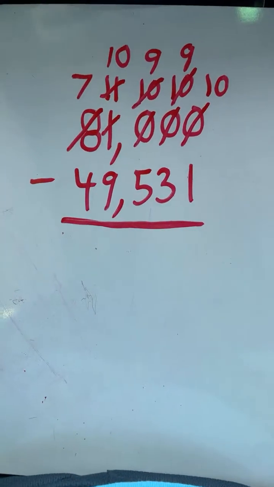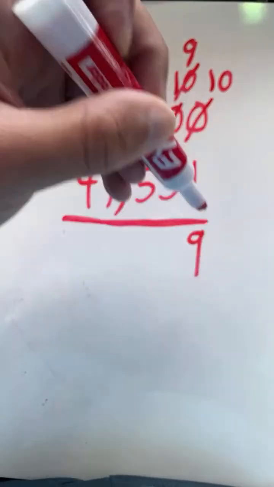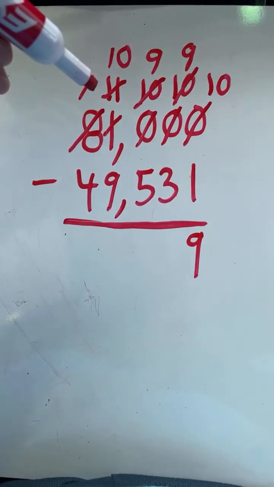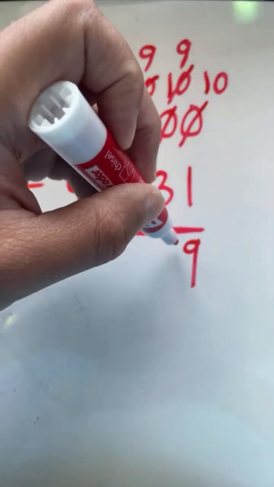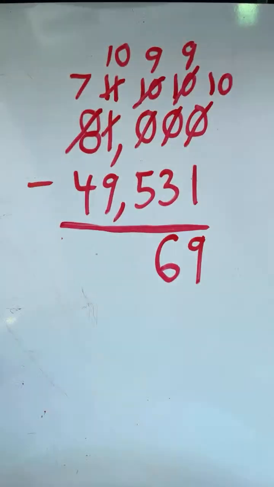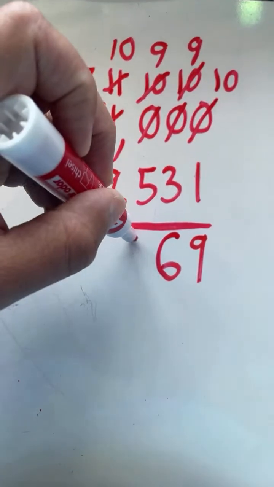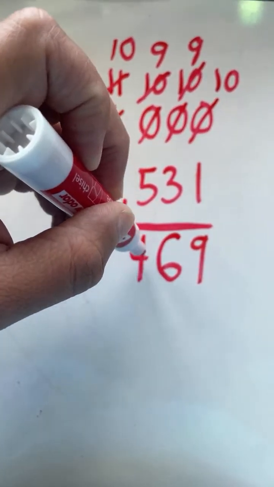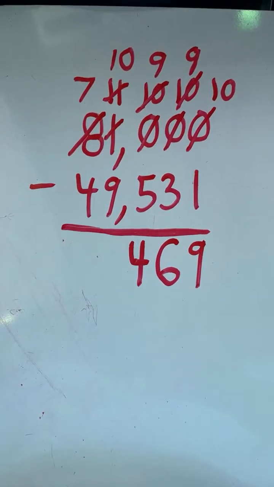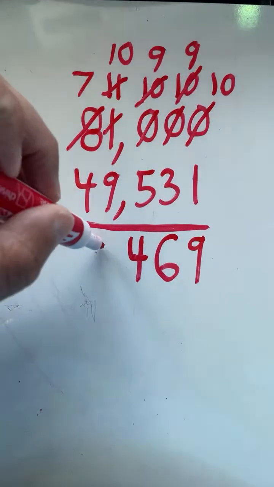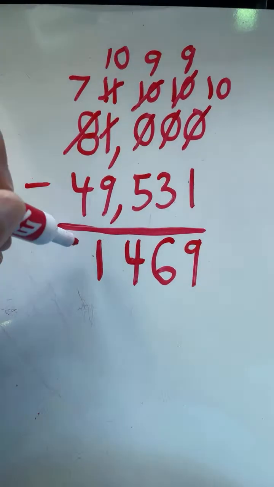Now we are ready to subtract. So starting in the ones place, 10 minus 1 equals 9. 9 minus 3 equals 6. 9 minus 5 equals 4. 10 minus 9 equals 1. 7 minus 4 equals 3.